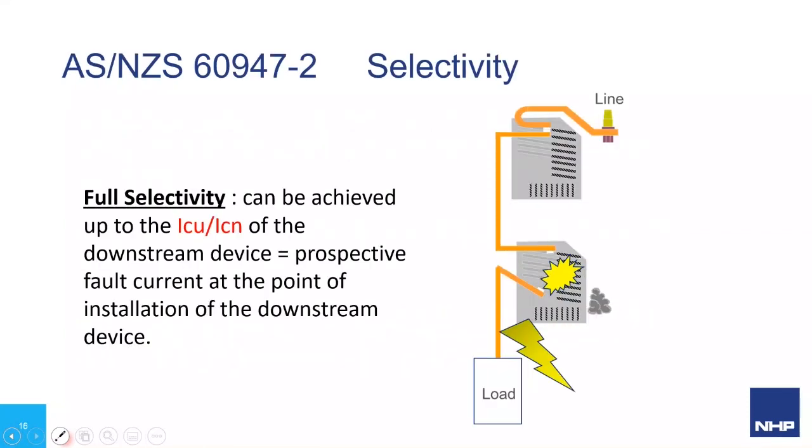So full selectivity can be achieved up to the ICU or ICN of the downstream device, or the prospective fault current at the point of the installation of the downstream device. This means that if we define full selectivity, the expected behaviours of the device means that the downstream device will operate up to its ICU or ICN, but the upstream device will remain closed.